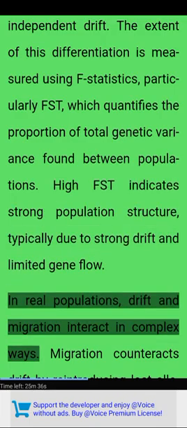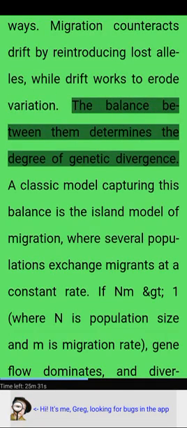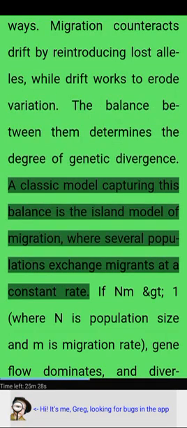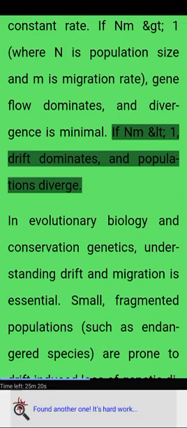In real populations, drift and migration interact in complex ways. Migration counteracts drift by reintroducing lost alleles, while drift works to erode variation. The balance between them determines the degree of genetic divergence. A classic model capturing this balance is the island model of migration, where several populations exchange migrants at a constant rate. If Nm > 1, where N is population size and m is migration rate, gene flow dominates and divergence is minimal. If Nm < 1, drift dominates and populations diverge.